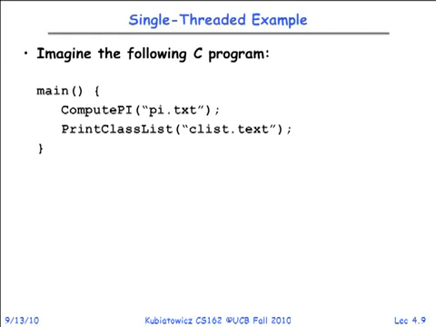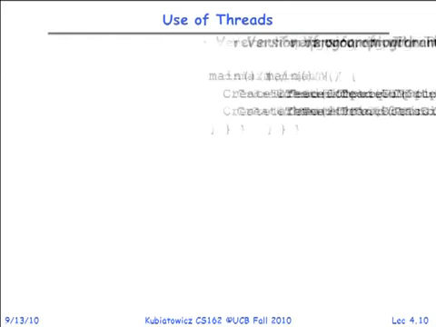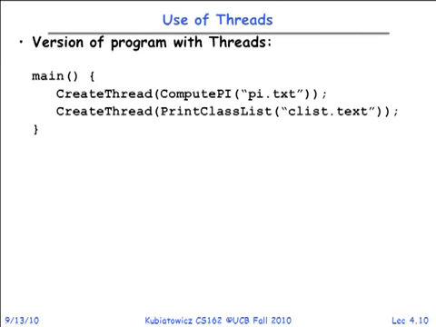So anyway, this program's modeled after that. Now, what's the behavior here? Well, obviously the program never prints the class list, and that's because compute pi never finishes. Okay, so here is a better version. Why is this one better? Yes, it actually gets to the more interesting part, print class list. Well, I don't know if I'd say it's the more interesting part, but it actually gets to print the class list. Yeah, that's right.